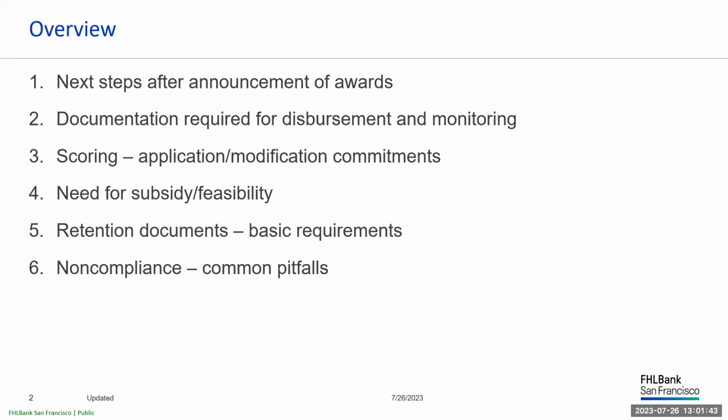All right, today we are going to discuss what to expect after the announcement of your AHP award and how to plan for a successful disbursement and initial monitoring review. We will be covering documentation requirements for disbursement and initial monitoring, maintaining the project scoring commitments from the original application or any modifications, maintaining the project's need for subsidy and feasibility, basic requirements for the AHP retention documents, and common causes of non-compliance. Our goal is to avoid pitfalls that may cause a recapture of the AHP subsidy.